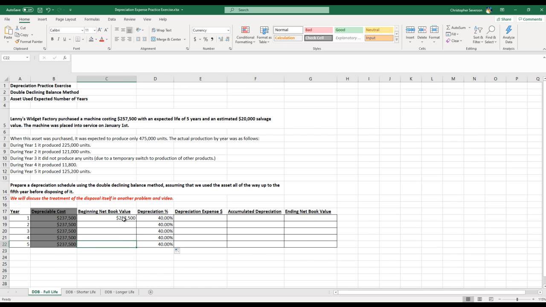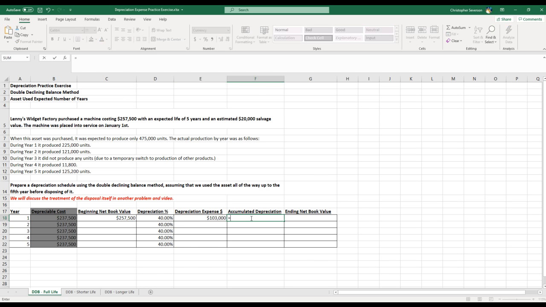So let's do year 1. The depreciation expense dollar amount is simply going to be that year's beginning net book value multiplied by that doubled rate, that 40%. So that means in year 1, right off the bat, we're going to calculate $257,500 multiplied by 40%. We're going to use $103,000 out of that $257,500. You know, if it's 40%, it's fairly close to half of the cost right off the bat.